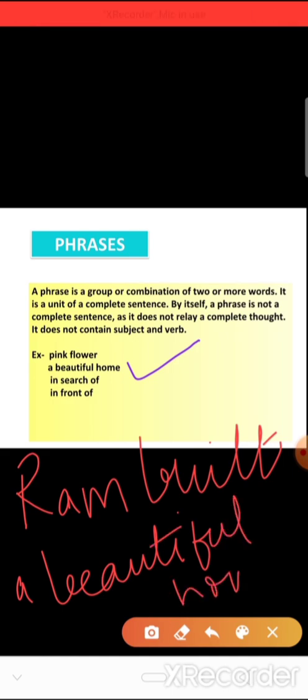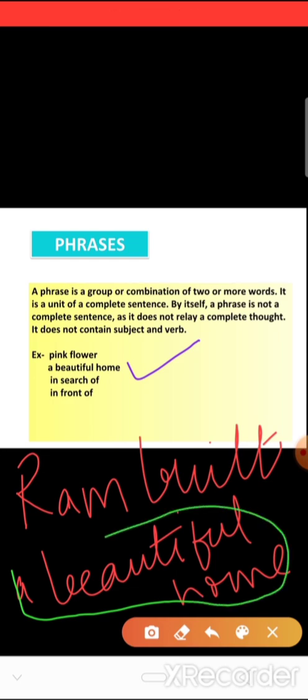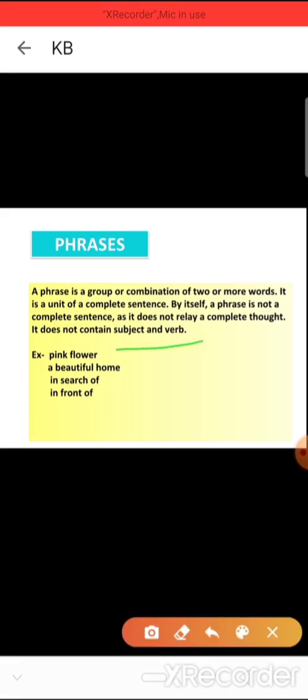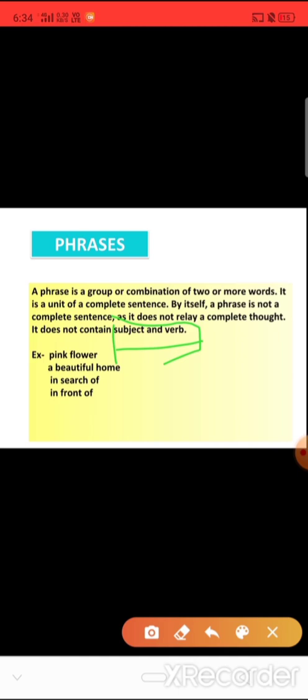A beautiful home. Now here we can say this was the phrase. We have added the subject and the verb and it now makes complete sense as a sentence. So we can now conclude that there is no subject and verb combination in a phrase. This is proof that it does not have any subject and verb combination. It is just a group of words which does not have any complete thought.